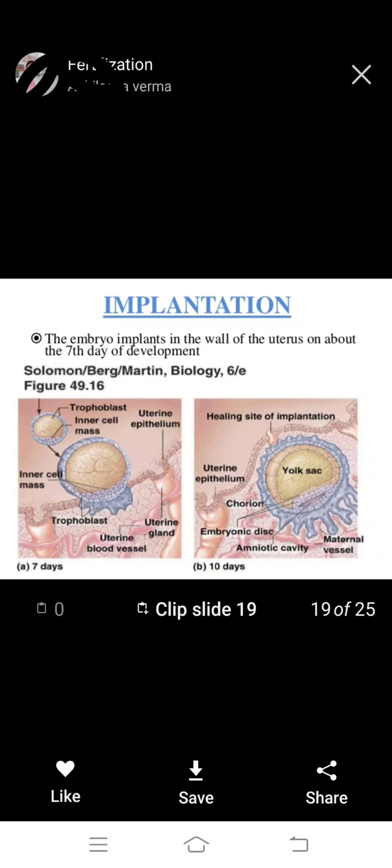Observe this diagram after the seventh day and the tenth day. Here is the trophoblast formation, with maternal blood vessels, the embryonic disc, the amniotic cavity, and the chorion, and this is the uterine epithelium and healing site of implantation. So this point is very important.